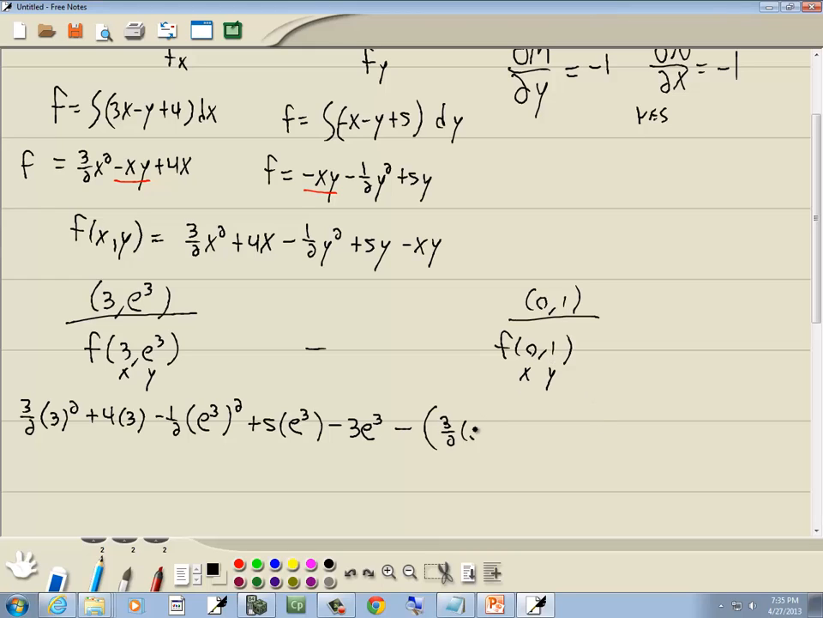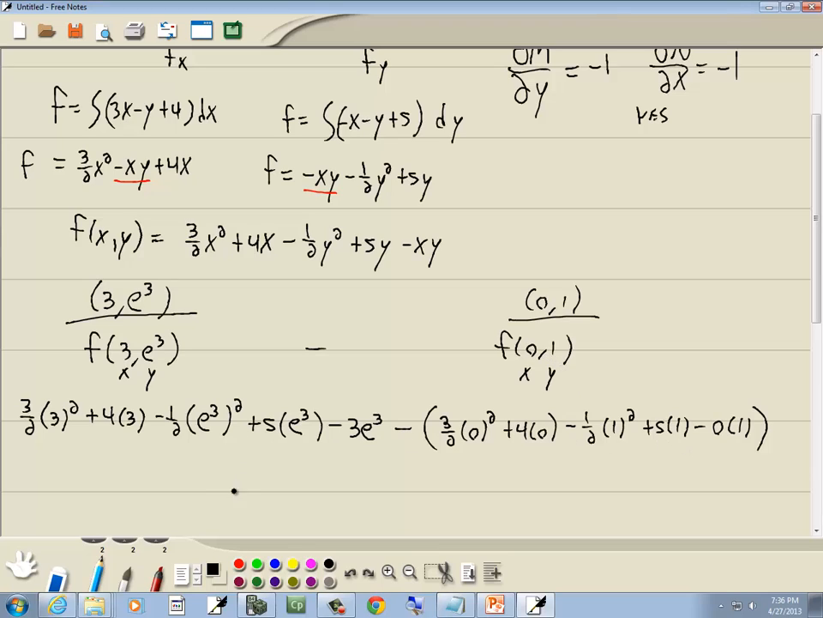So we've got 3/2 times 0 squared plus 4 times 0 minus 1/2 times 1 squared plus 5 times 1 minus 0 times 1. Now let me double check that. 3 squared plus 4 times 3 minus 1/2 e to the third squared plus 5 times y minus 3 times, where'd that come from? Oh, that's x times y. So x times y. Okay. And all of those will drop away because the x is 0 except for the y portions.